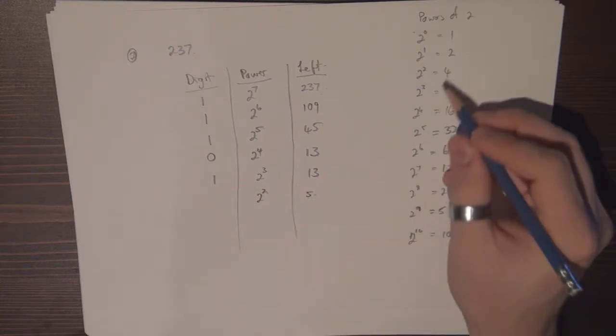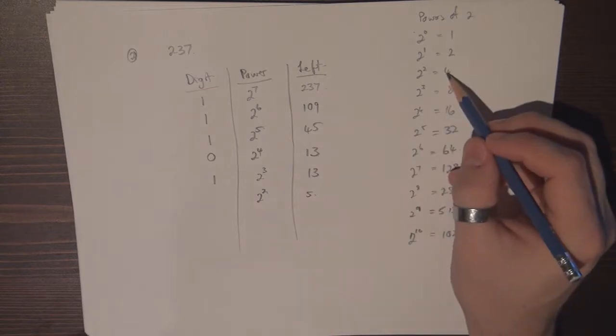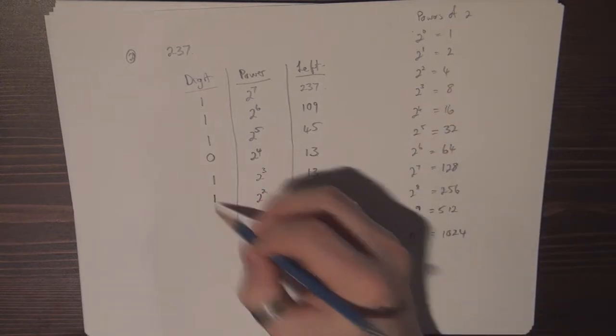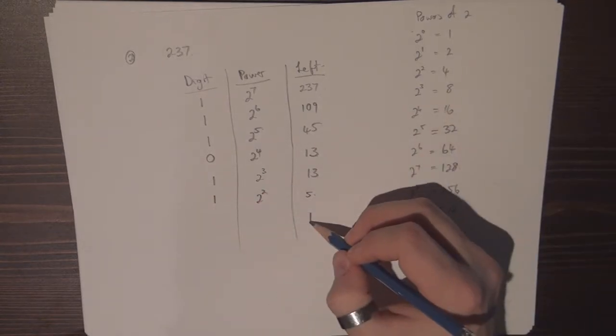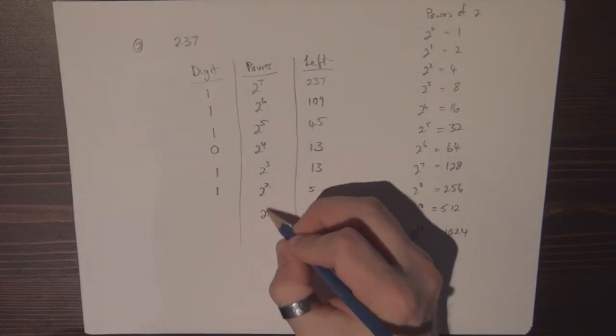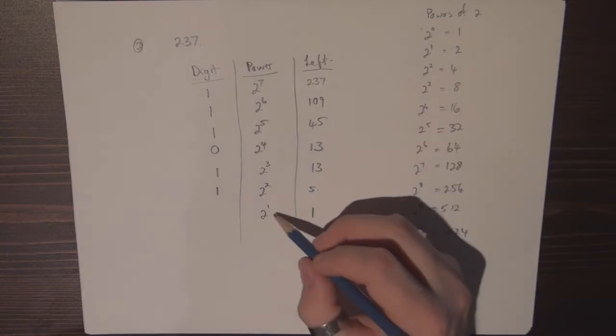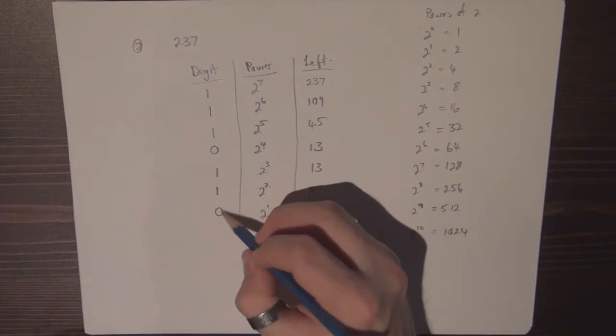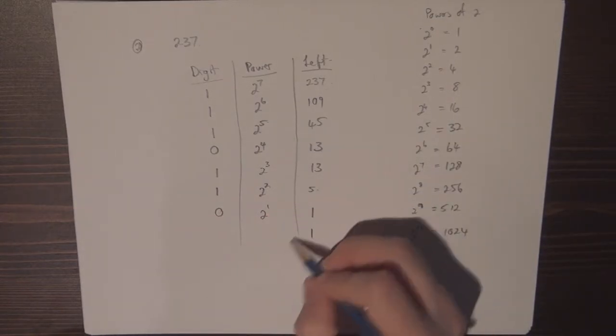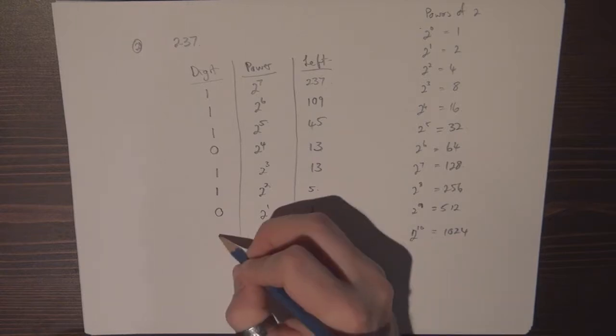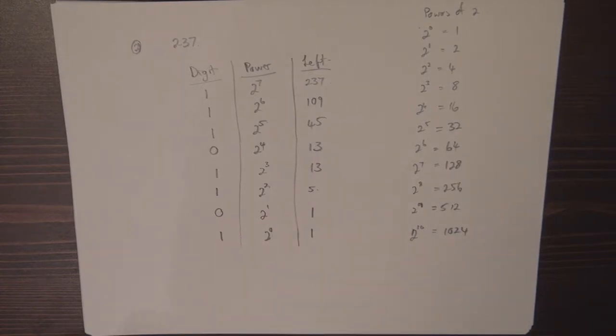2 squared is the next one. 4, I can fit a 4 in. One of them. I've used 4, I have 1 left. Can't skip 2 to the 1, otherwise my places won't be correct. And 2 is too big, so I won't use any of them. Still have a 1 left for my last one, which I will use, and I'm done.